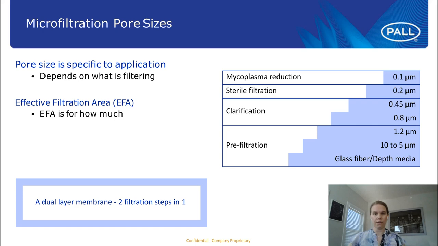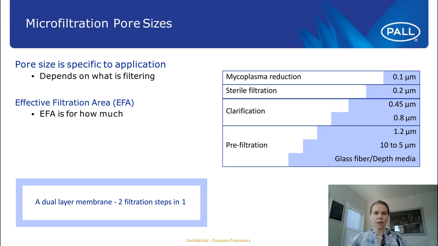What's really nice is that Pall actually offers a dual layer membrane in some of our devices. What that really means is that a single device has two layer membranes, which allows us to perform two filtration steps in a single device. As an example, these membranes could contain depth media over a sterile filter. That depth media would be used for large particle removal before the sample is further cleaned up using a sterile filtration filter, just to really remove bacteria, which is mainly what it is used for.